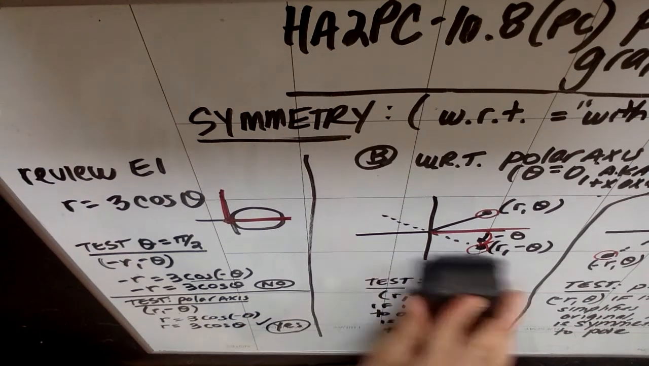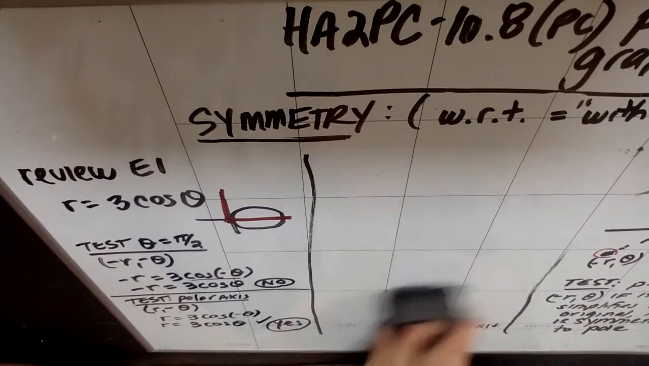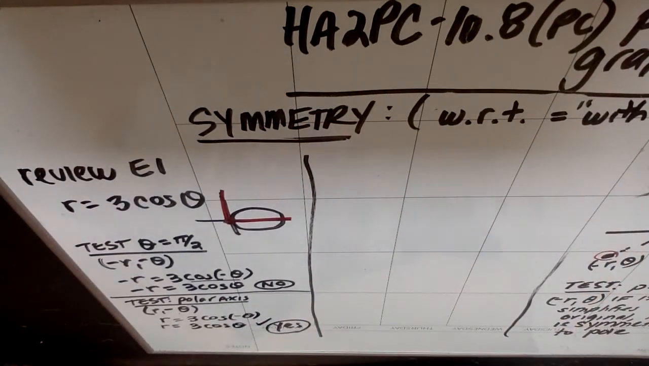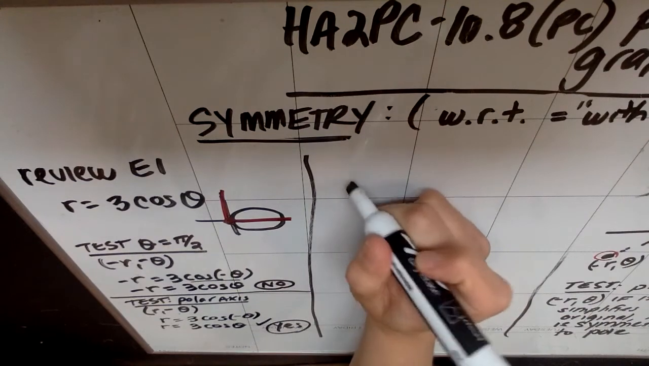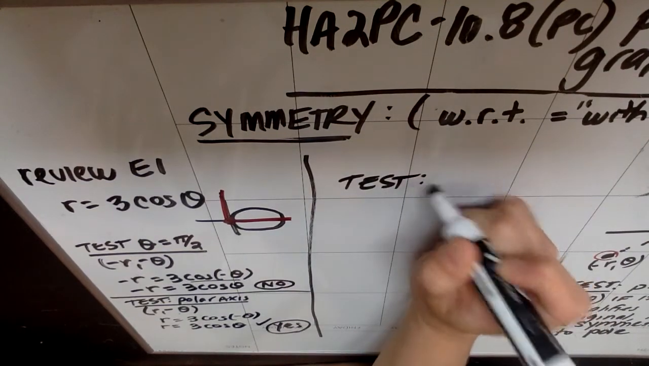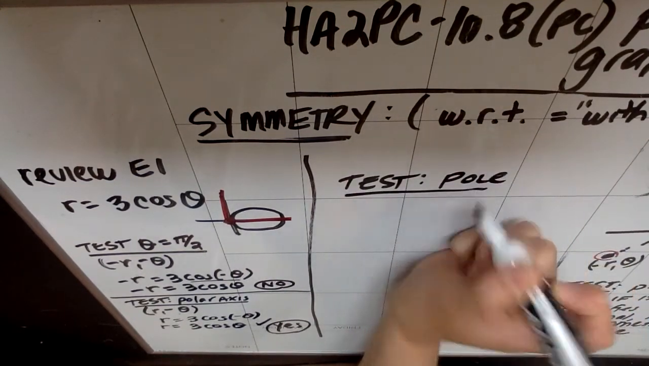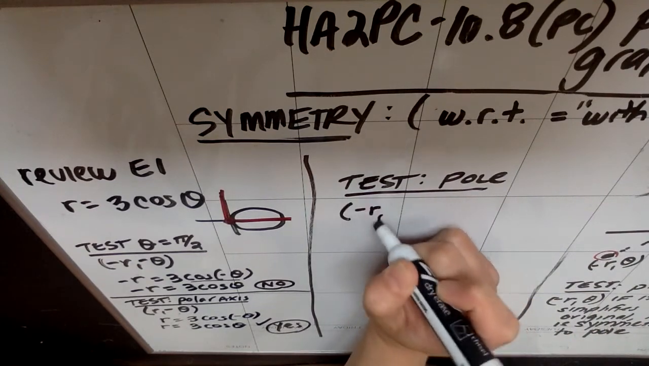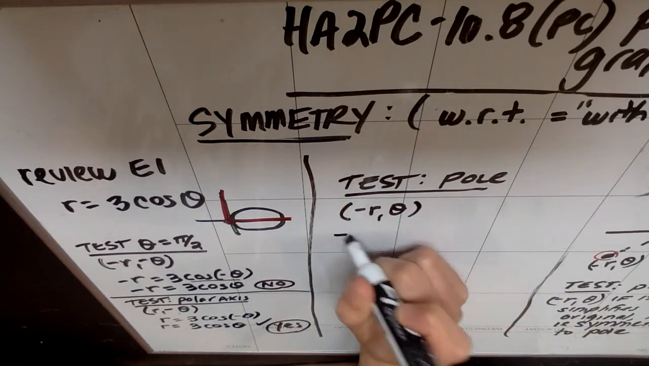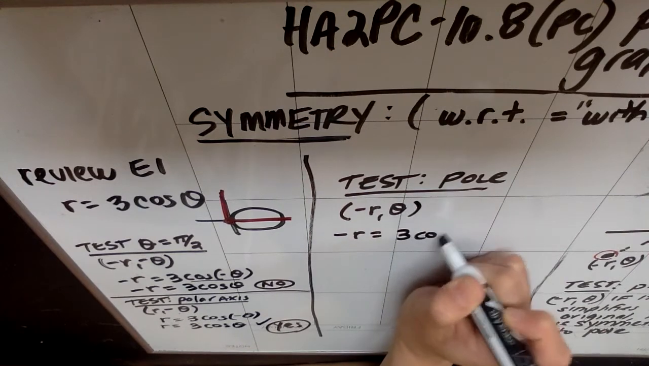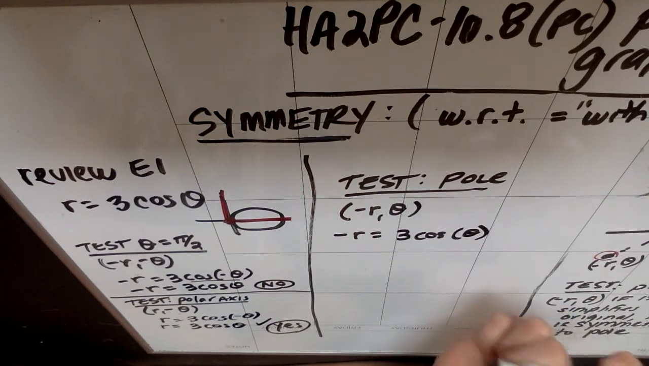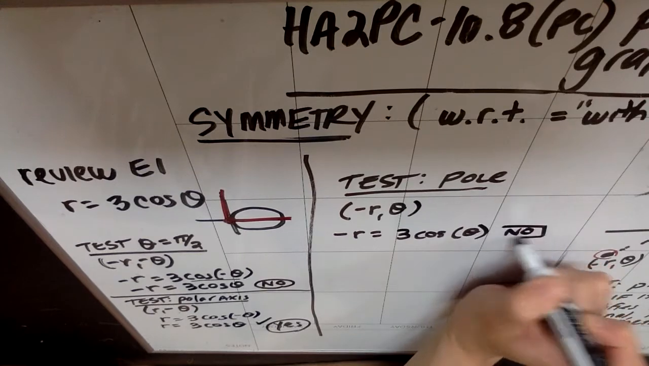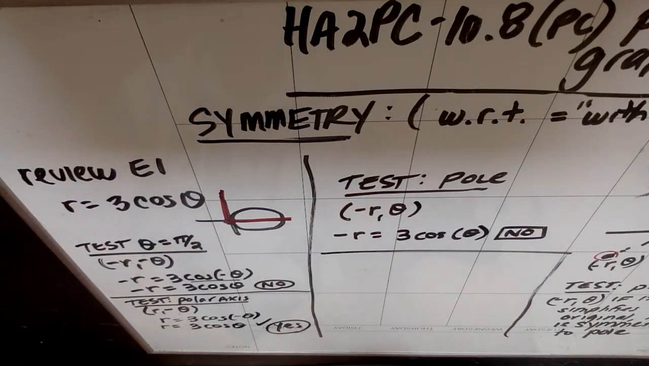Now, if I tested it one more time, let's test it with respect to the pole, which again, we know is going to fail. But if I test this with respect to the pole, the thing I want to plug in is a negative r comma theta. So I would plug in negative r equals 3 cosine of regular theta. Well, there's no way to simplify that at all. That's just a no. So unsurprisingly, we get that the graph that we did in example 1, which we could see with our eyeballs was symmetric only to the polar axis, is in fact symmetric to the polar axis.